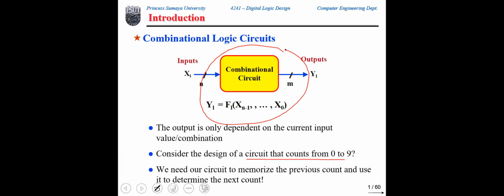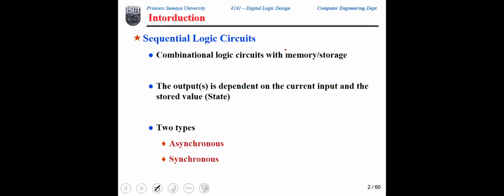So this is what we are going to discuss in this chapter, which is a new type of circuits called sequential logic circuits. Nothing is new, and you will see in 2 or 3 lectures that sequential circuits are combinational logic circuits. However, they come with an additional component, which is the memory or storage.